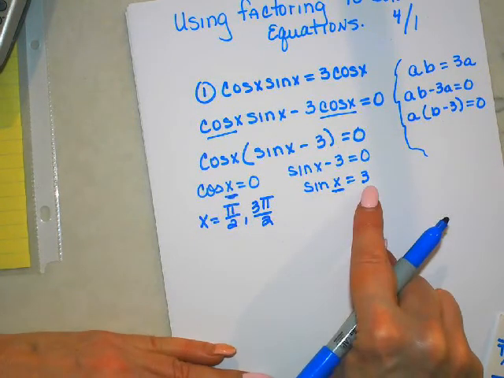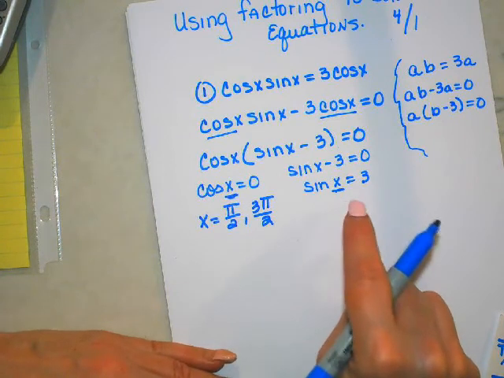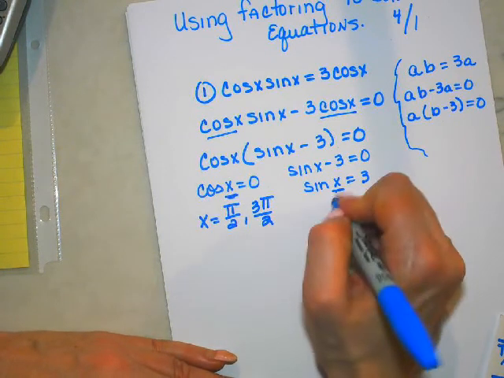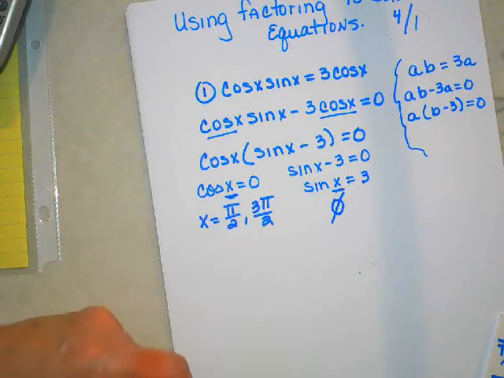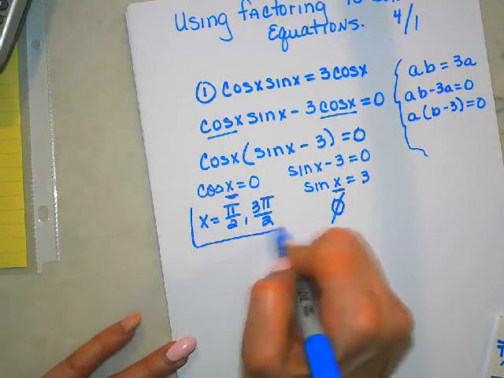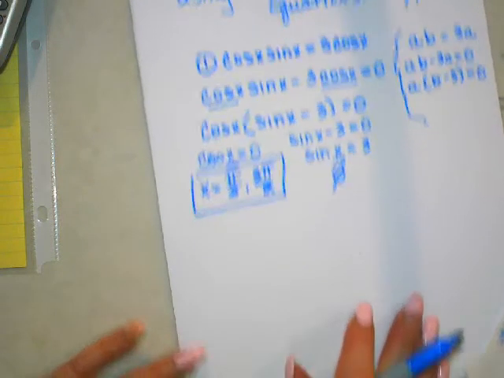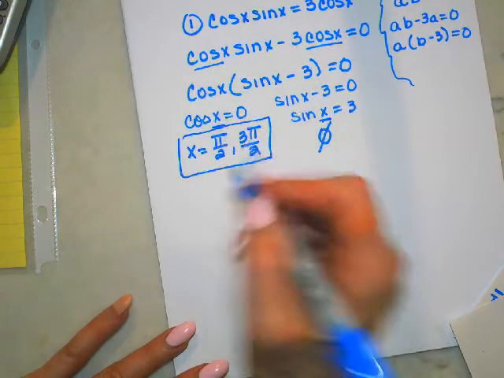Now, which angle has a sine of 3? Remember what I said in a previous video. Sine and cosine can never be greater than 1. This one, empty set, does not exist. You reject that one. Okay? So these are your two answers. So we use factoring of the greatest common factor. We could also use a quadratic.